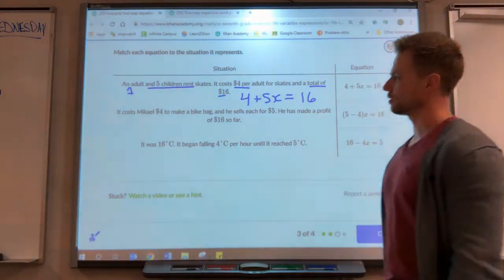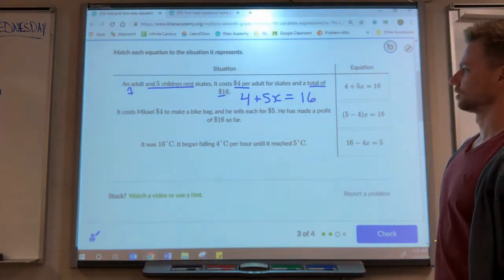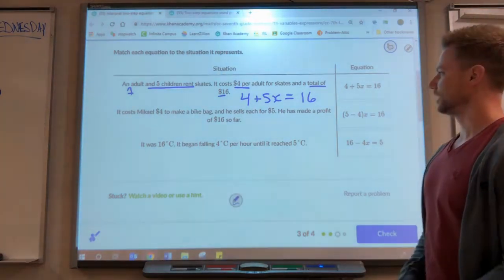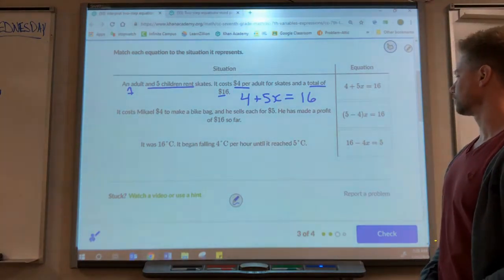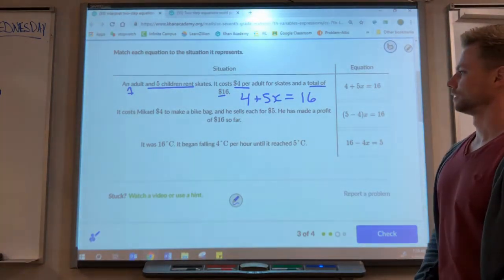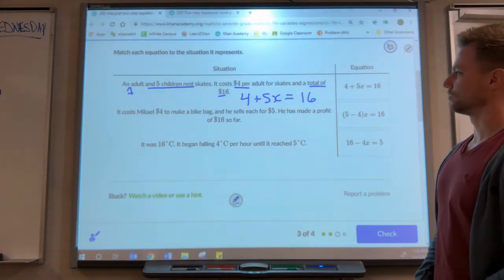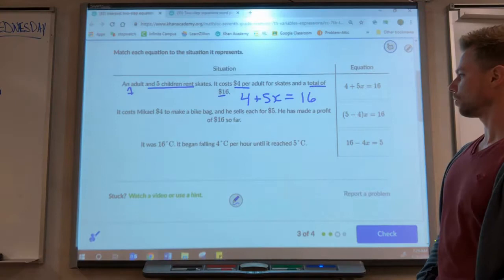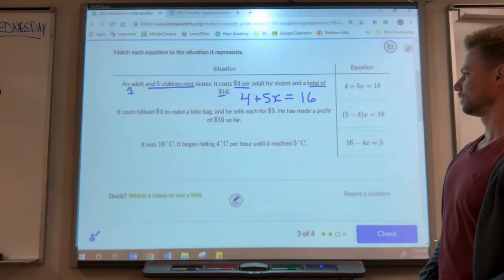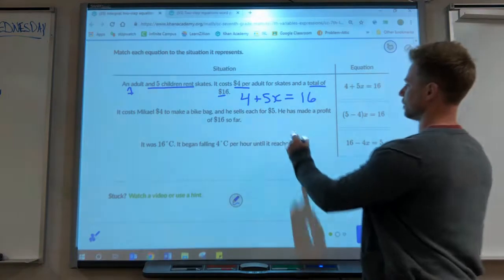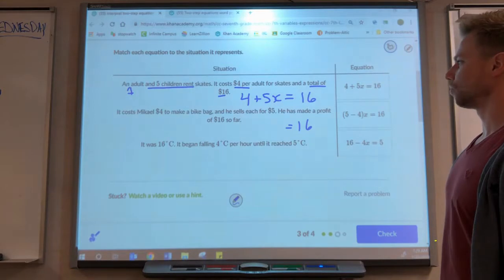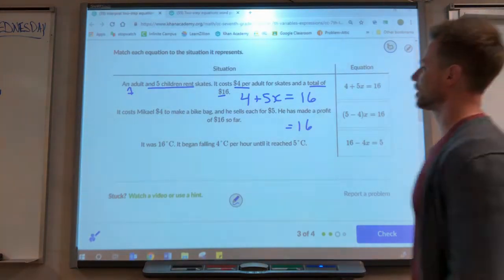Okay, the second one, it costs Mikhail $4 to make a bike bag, and he sells each for $5. He has made a profit of $16 so far. Okay, so it costs him $4 to make the bag. He sells them for $5. All right, so his total profit, it looks like, is $16. So that's going to equal 16. It costs him $4 to make. He sells them for $5.